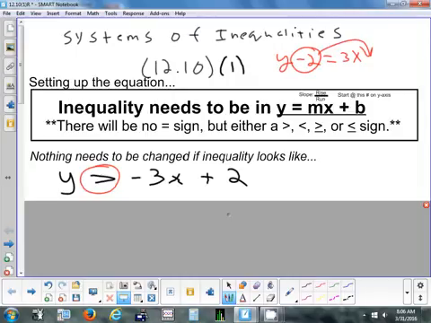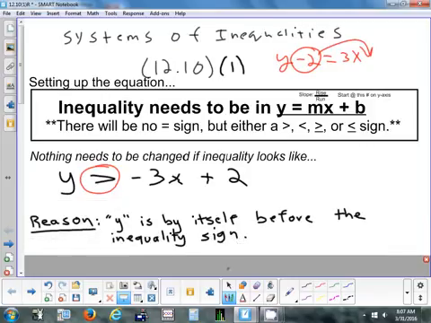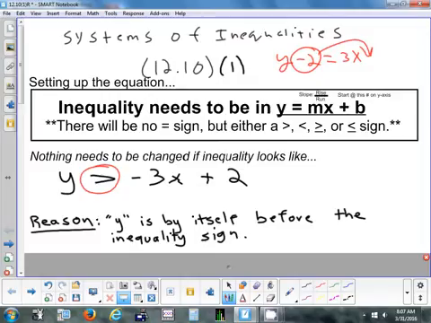But we still want it in the same pattern. Y by itself, number with x, number at the end without x. And the reason why nothing needs to be changed if the inequality looks like this is the key right here. Y is by itself. If y is by itself, there's nothing you need to change.